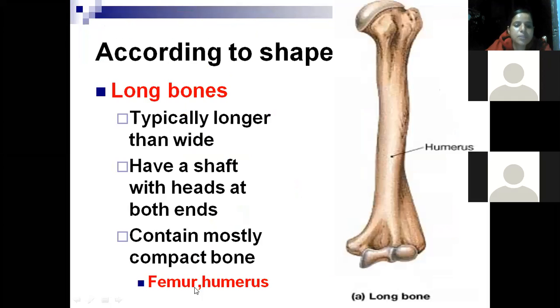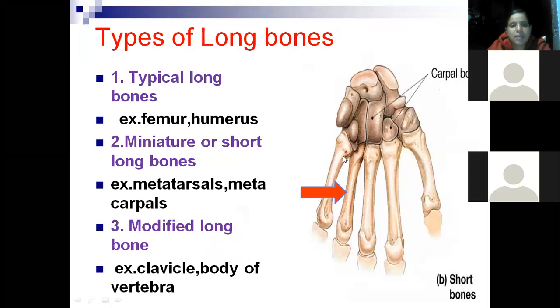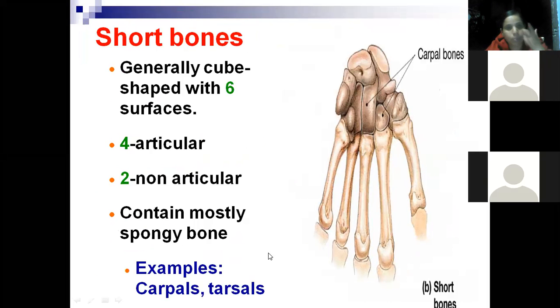So long bones, example femur, humerus. We have types of long bones also. Typical long bones are femur and humerus. Miniature or short long bones are like metatarsals and metacarpals. They also have an upper end, lower end and shaft, but they are small in size. Modified long bones, like clavicle and body of vertebra, fall under the category of modified.